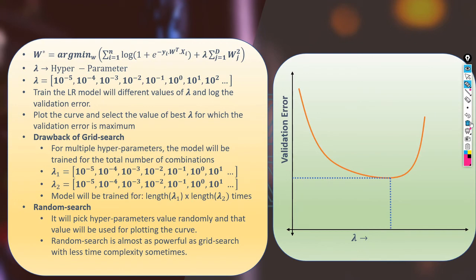Now that is pathetic, right? Because you don't have much time, you don't have that much resource, you have to deliver your model very quickly, something like that. Some constraints will always be there. So that is one drawback, you can say, for grid search.